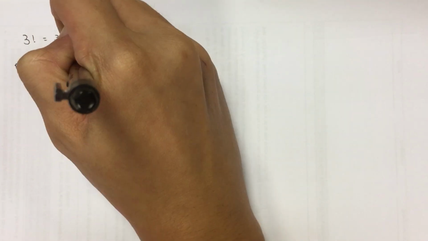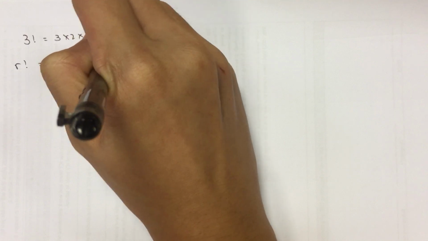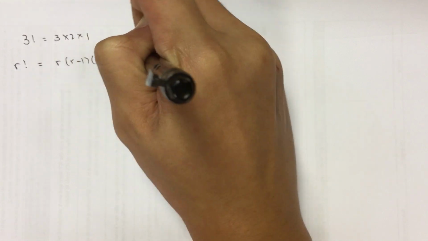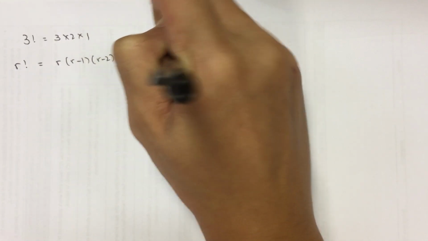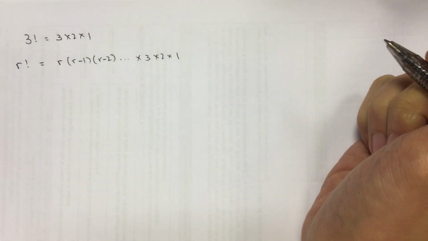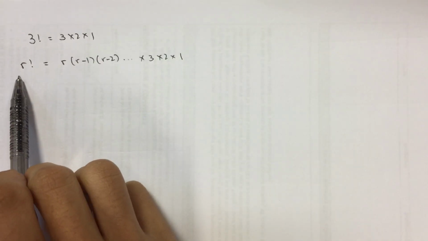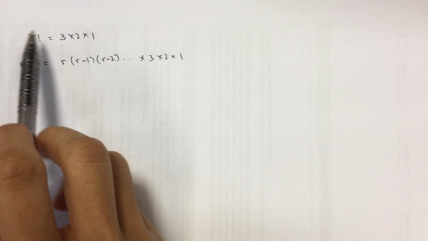Okay, so now that I know what that thing means, 3 factorial means 3 times 2 times 1. Okay, r factorial means r times one number before r, two numbers before r, all the way until 3 times 2 times 1. Okay, let's take note. This r is restricted. What is it restricted to? r cannot be a negative number.